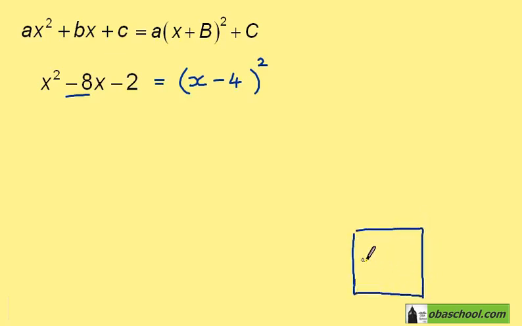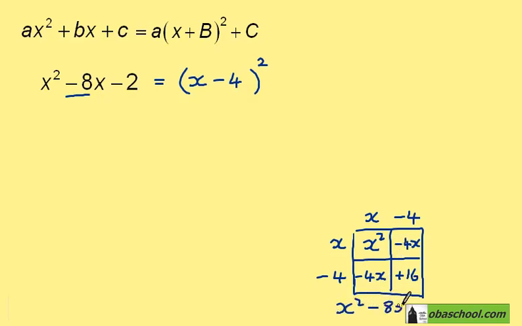We can expand. I'm using a grid to do the expansion. Put down the x, minus 4, x and minus 4. This gives me x squared, minus 4x, minus 4x, and plus 16. So this is x squared minus 8x plus 16. (x minus 4) squared gives us this.